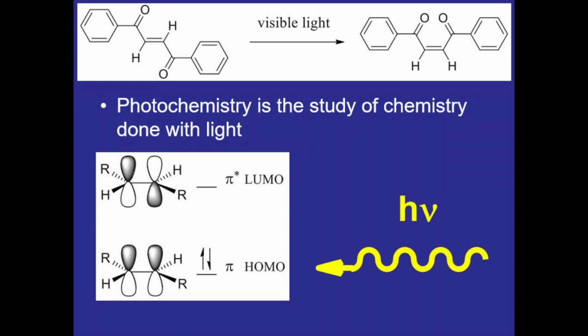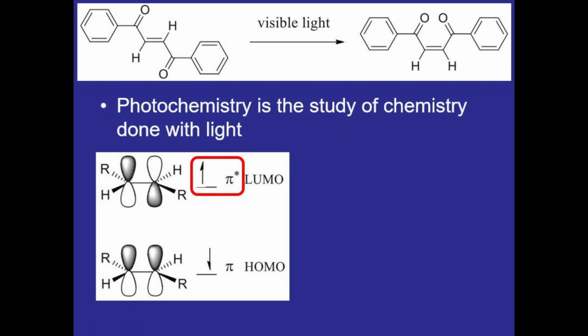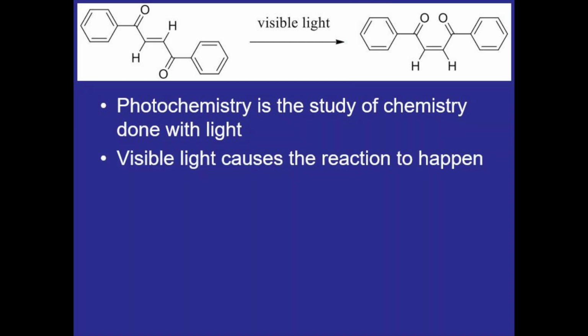Light will come in through the window and be absorbed by the electrons in the pi bond. As one of those electrons absorbs a photon, it'll get excited and jump up into the antibonding orbital, which has an additional node, so this will weaken the pi bond, allowing for rotation. Eventually, the excited electron will relax and the cis isomer will be formed. So, visible light causes the reaction to happen.